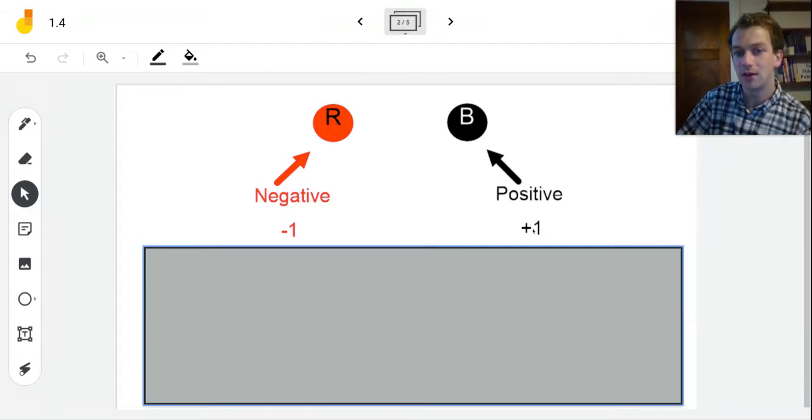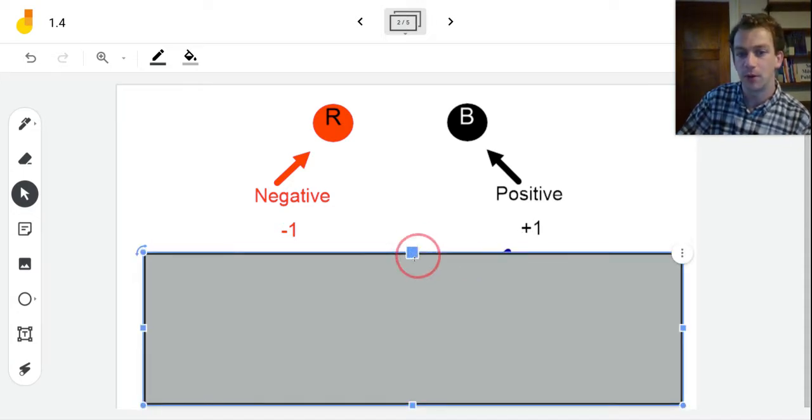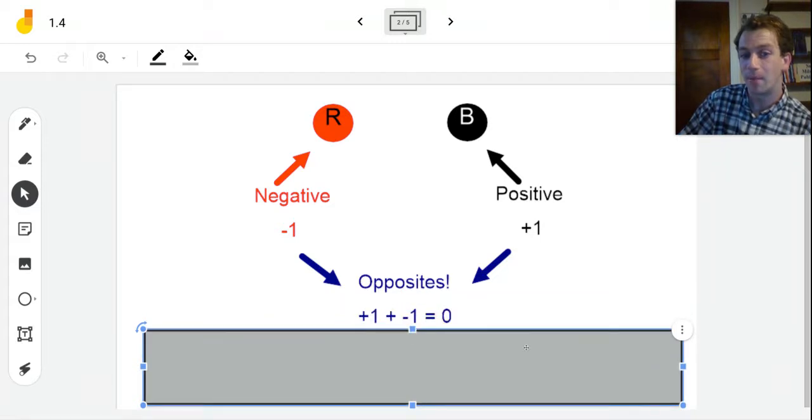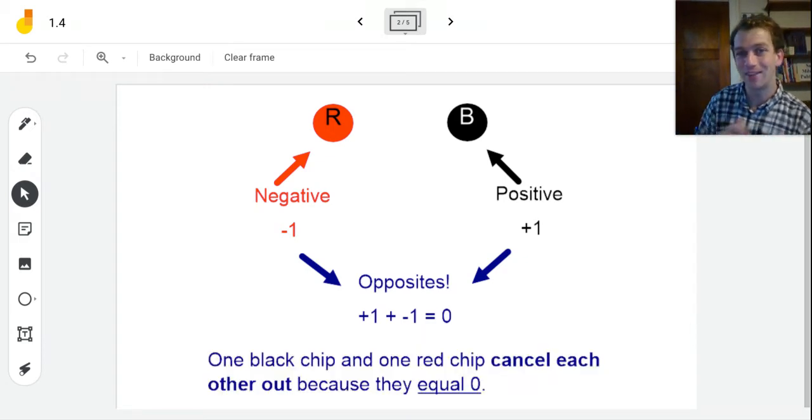These two numbers right here are really important to us. They are the same distance away from 0, just on different sides. We call those types of numbers opposites. Opposites are special because we know when we combine them, their sum is always 0. We know that +1 plus -1 equals 0. This is really important for us to remember as we're using a chip model, because that means anytime you have one black chip and one red chip, they are going to cancel each other out because they make 0.